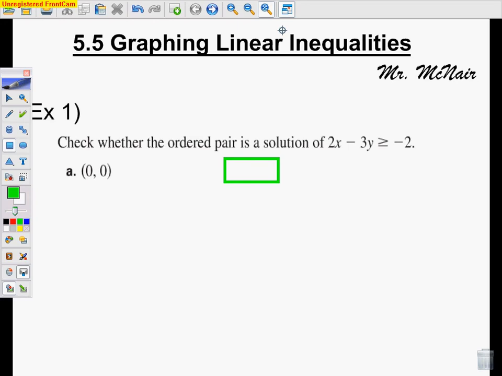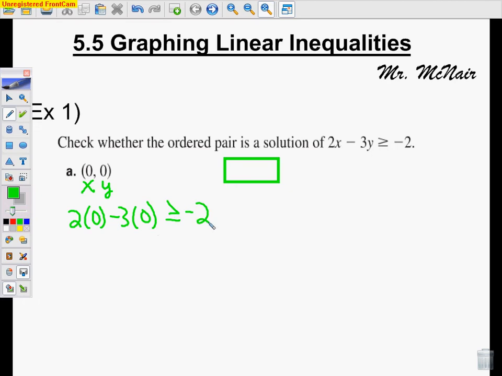First thing that I would like to go over on this topic is determining whether an ordered pair is a solution to an inequality. For example, here we have the inequality 2x minus 3y is greater than or equal to negative 2. And the ordered pair we're trying to check for is (0, 0). Now remember, every ordered pair is an x, then a y. And all we're going to be doing here is taking those values and plugging them into their corresponding place. So we have 2x, and what is x? x is 0. Minus 3y, y is also 0. And we want to know, is that greater than or equal to negative 2?